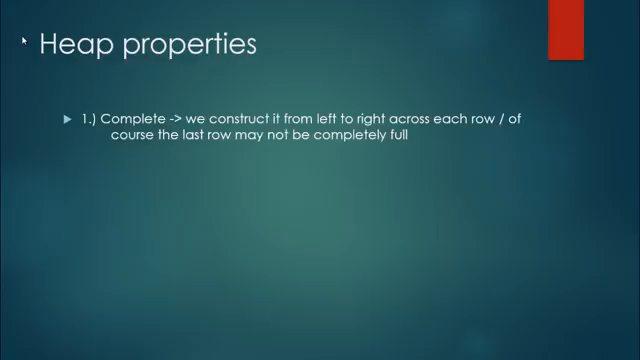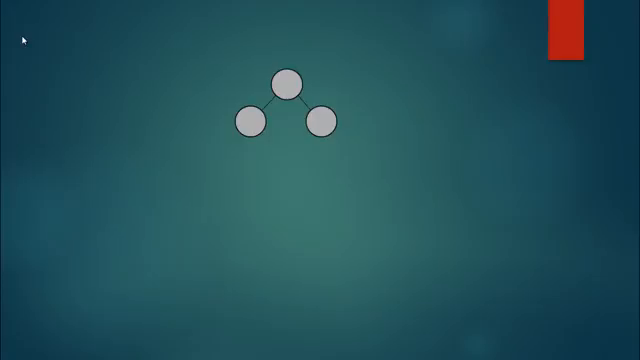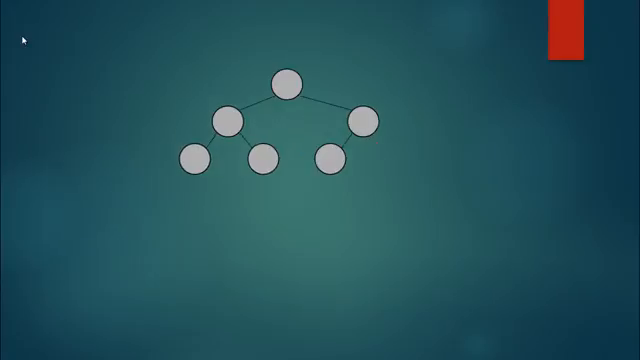First, that it is complete. We construct it from left to right across each row, and of course, the last row may not be completely full. So for example, we have a heap already constructed like this, and we want to insert the next node. We have to do it this way. Then we want to insert another one. We are not able to insert it to the right, at the rightmost element, because it violates the heap property. We have to fill each row sequentially. So the next item would be here, then the next one there, then the next one there. So we keep constructing our heap row by row, sequentially from left to right. This is the first and most important heap property.